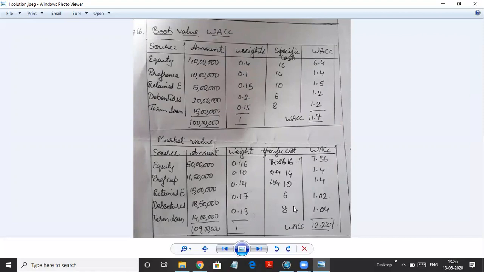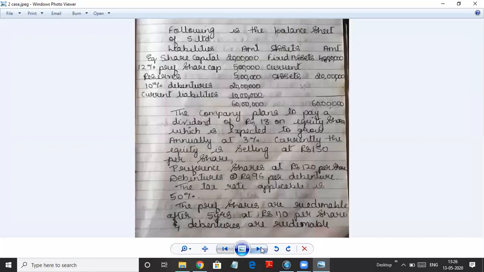Now these are the costs given: 16, 14, 10, 6, and 8. So you multiply the weightage with the cost, you get WACC 7.36. 0.10 into 14, 1.4, and so on. So the weighted average cost of capital with market value weights, by taking market value into account and finding the weights, it's 12.22%. I hope the problem is clear. Let's do the next one.